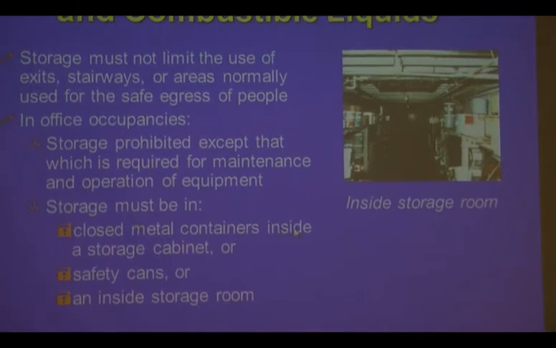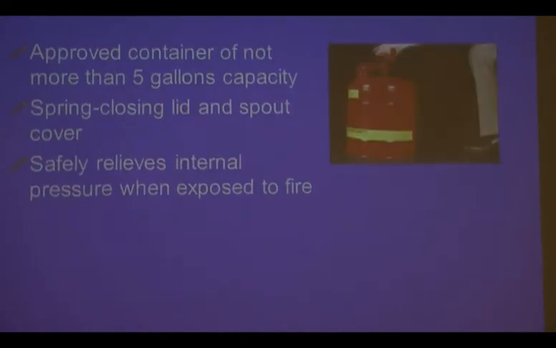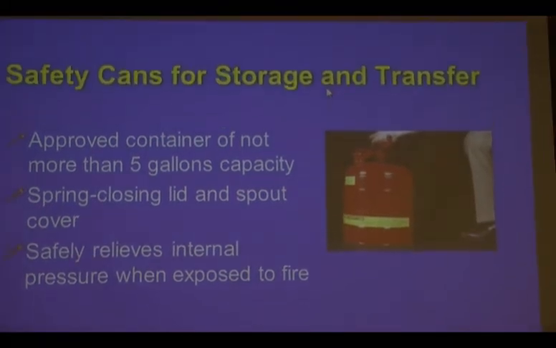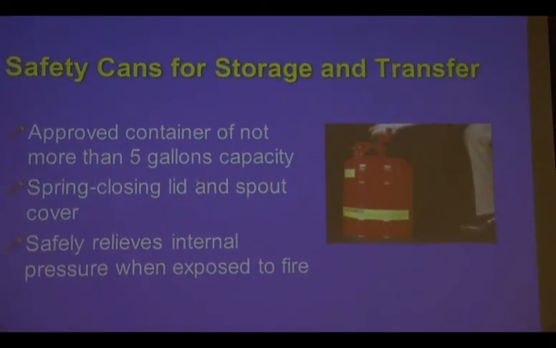Storage must be in closed metal containers inside a cabinet, and safety cans or a storage room. That's a picture of the inside of a storage room. Shelves, all the different stuff on there. Looks like you got some labels. Safety cans for storage and transfer: approved container of not more than 5 gallons capacity.